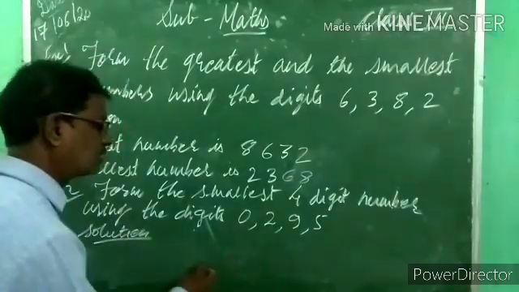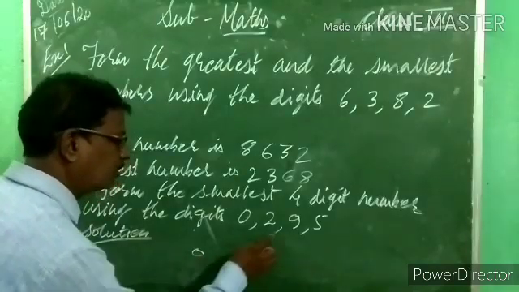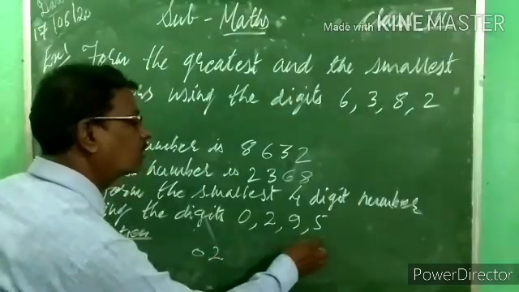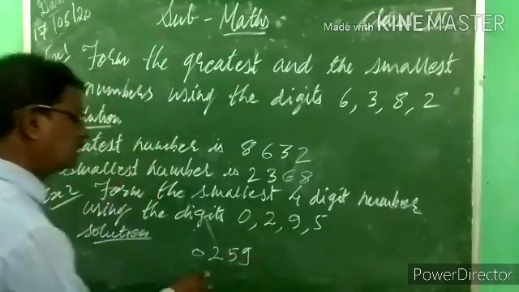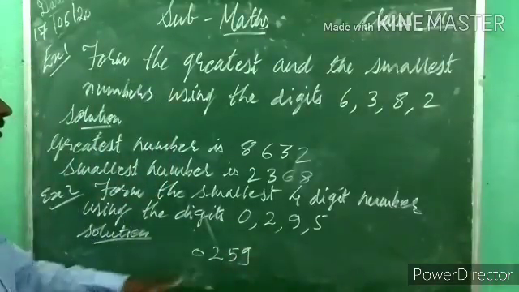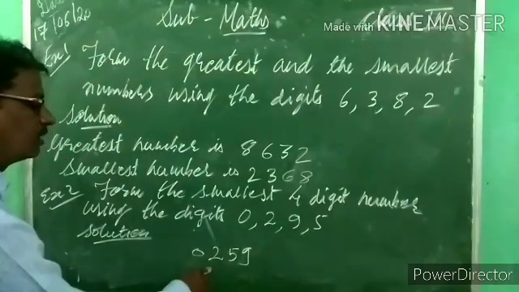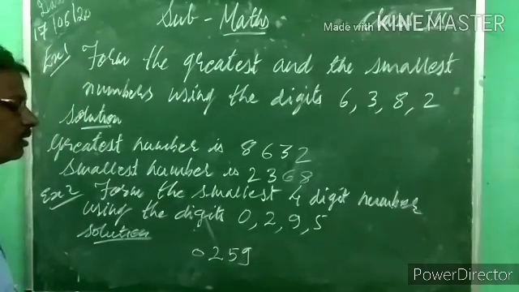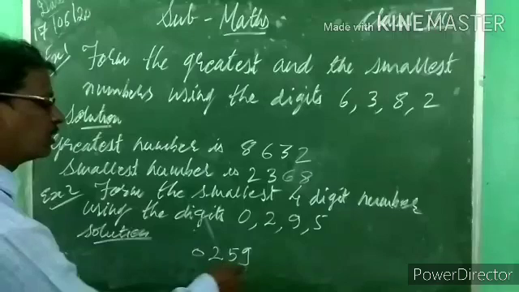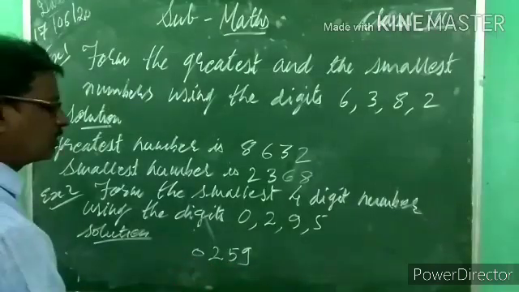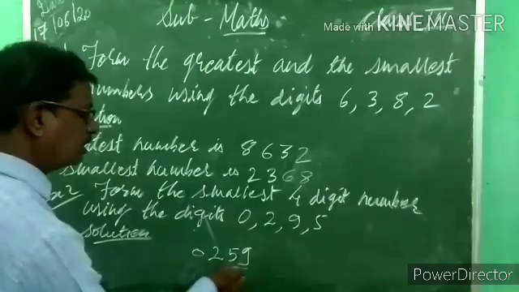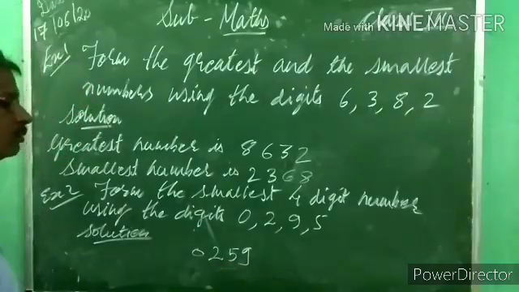Now here, which is the smallest number? 0. After that 2, next 5, and lastly 9. Can we say that this is a 4-digit number? No, we can't, because in front of the 2, 0 is placed. So 0 does not have any value. So this is actually a 3-digit number, but we want a 4-digit number.